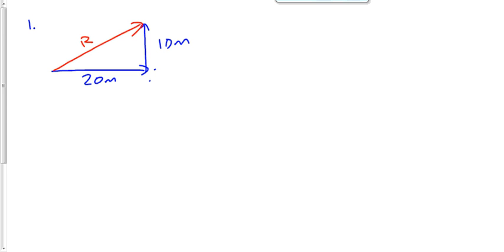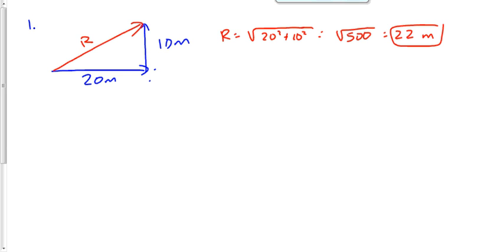Let's find the value of R here now. R is equal to the square root of 20 squared plus 10 squared. 20 squared is 400, 10 squared is 100, square root of 500, I think ends up equaling 22.3, I think it is. To 2 digits, I think it's 22 meters.